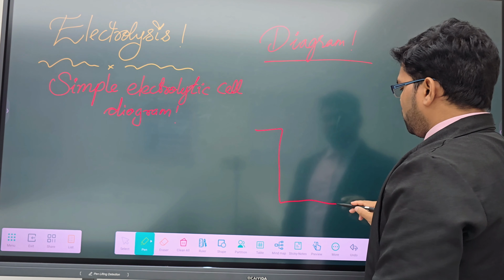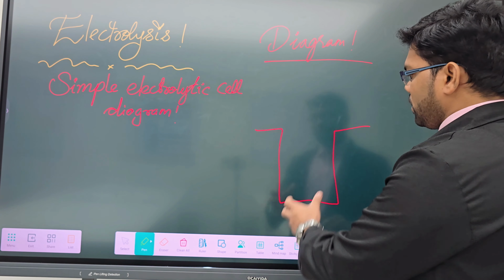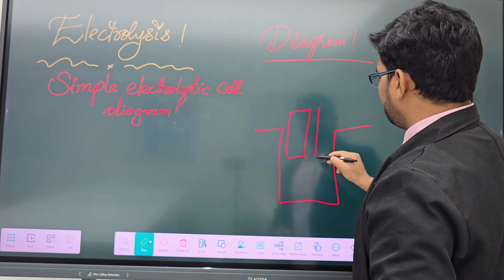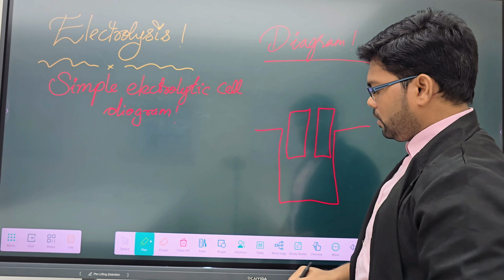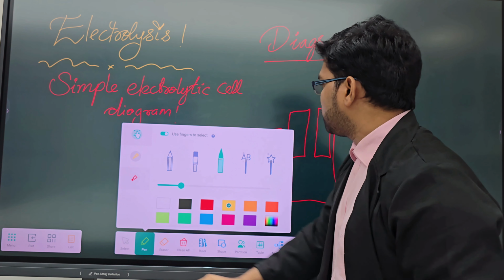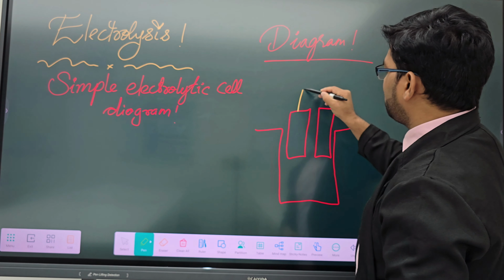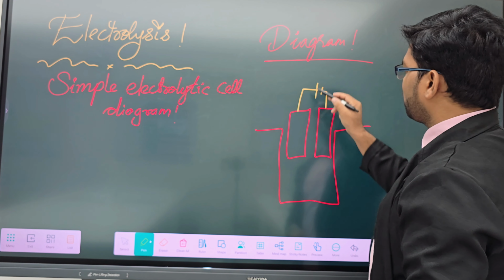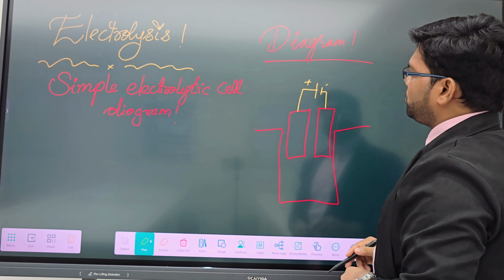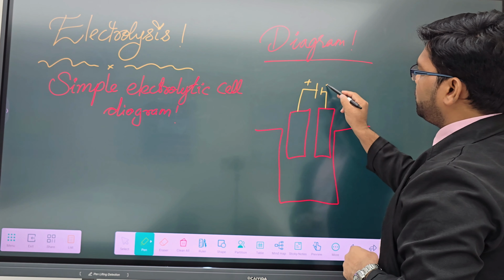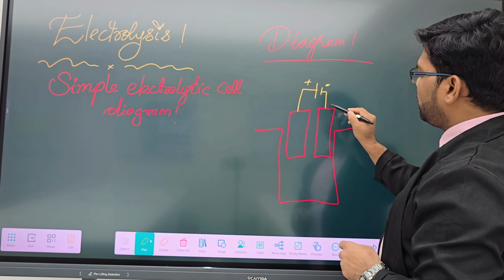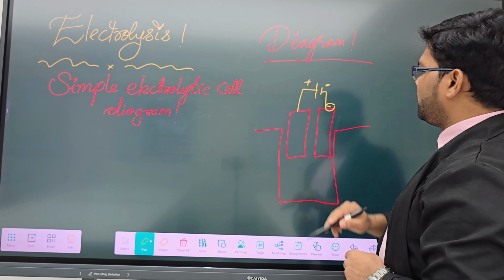This is our container, or let us imagine it's a beaker. We need to have two electrodes. Okay, so better we'll use another color. So this is an electrode, and then the battery is connected here. The positive terminal is the bigger side, and the negative terminal is here. When the negative terminal of the battery is connected to the electrode, this electrode will become negative.